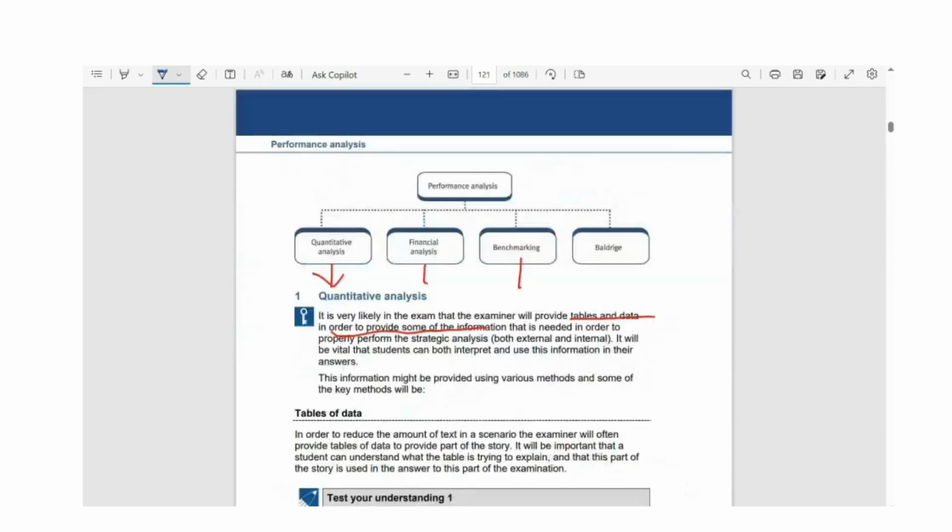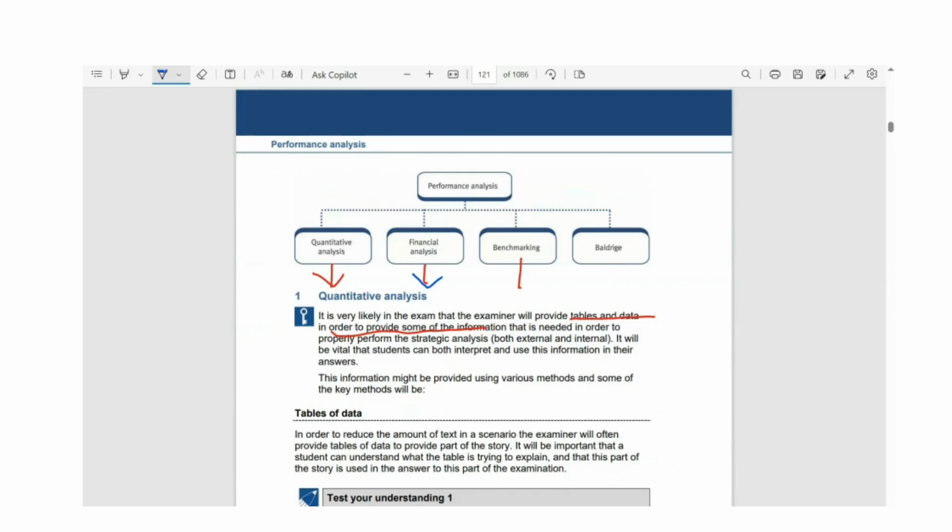So here are the performance analysis details. The quantitative analysis is on a number basis, where financial data and information is given. Then there is a financial analysis of all this, like ratio analysis, and you make some 4 or 5 ratios from that given information. Then you conclude and give an analysis of your findings.